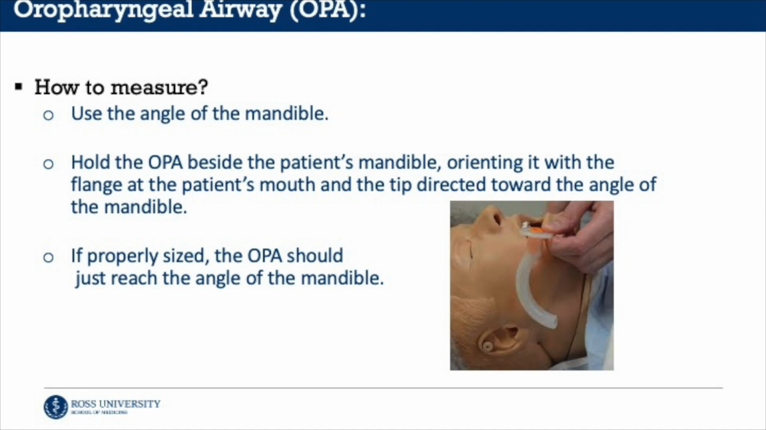How do we measure? Well, use the angle of the mandible. Hold the OPA beside the patient's mandible, orienting it with the flange at the patient's mouth and the tip directed towards the angle of the mandible. If properly sized, the OPA should just reach the angle of the mandible. Here we have a demonstration pictured. As you can see, the tip is just reaching the angle of the mandible of the patient.